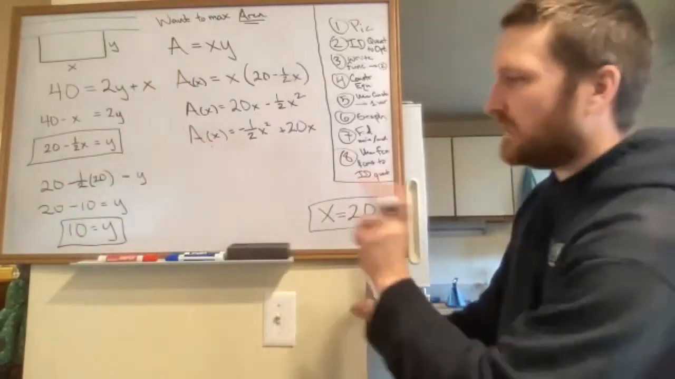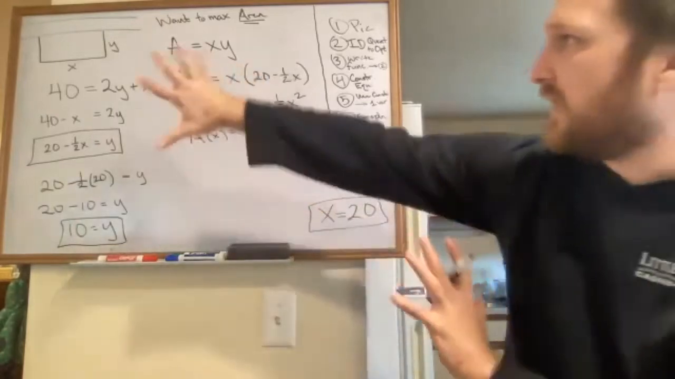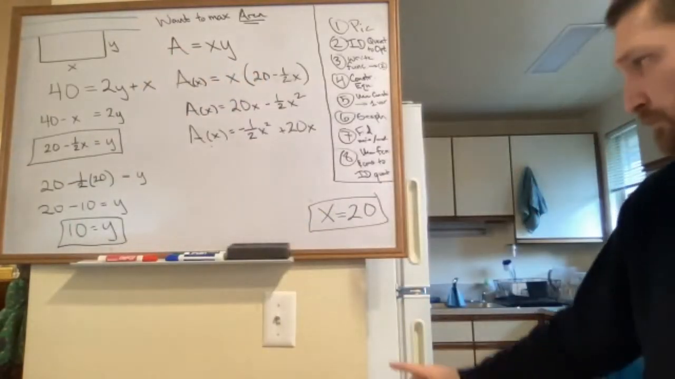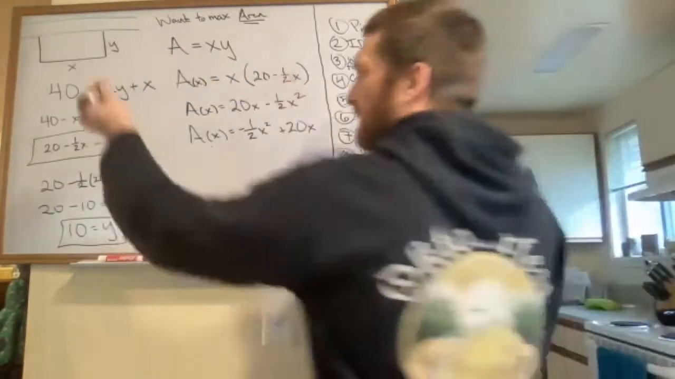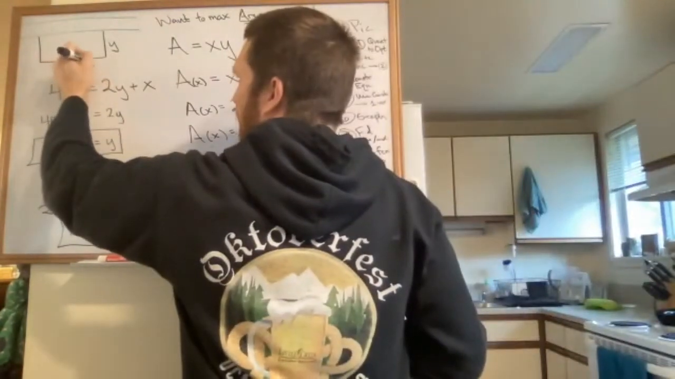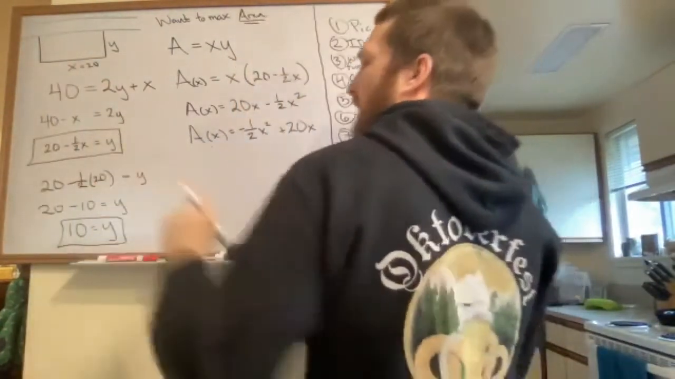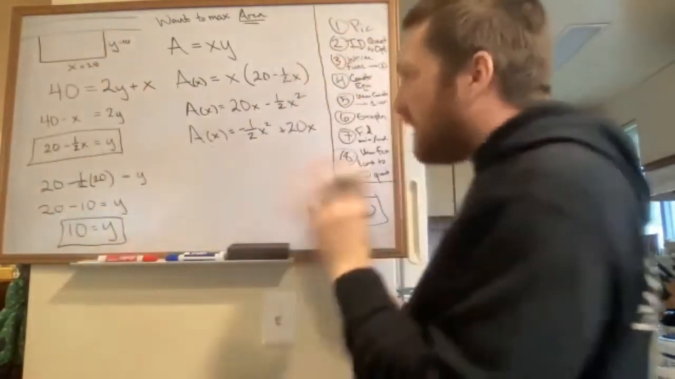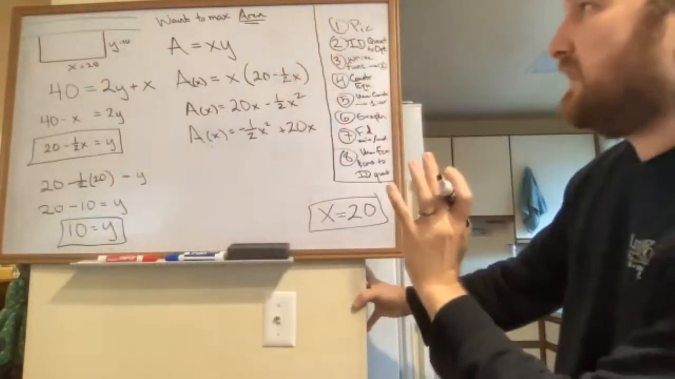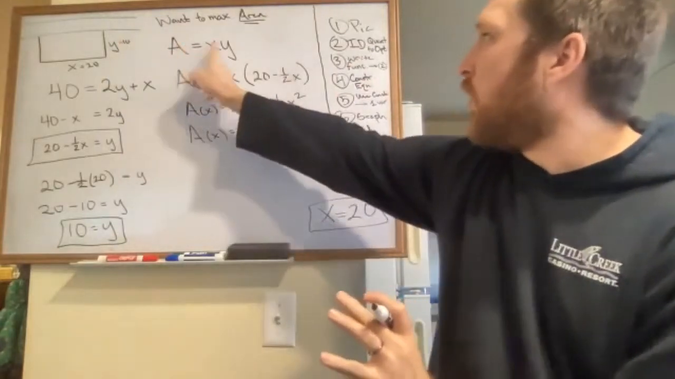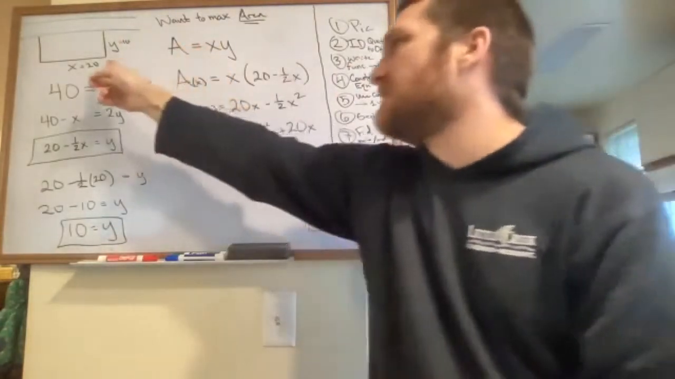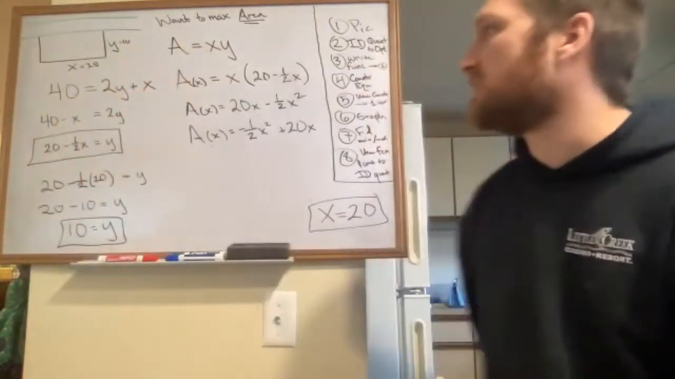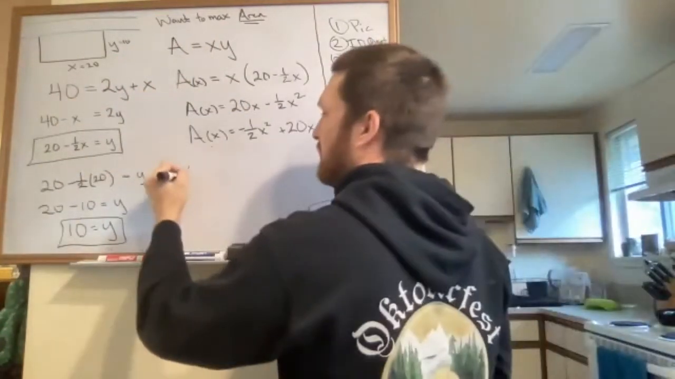So finally, I'm going to put this all together back with my original picture. I'm going to say X equals 20 right here. Y equals 10. Finally, the thing that I was trying to find out was what is the area. And now this is actually pretty easy to do. I could just say, well, the area is X times Y.